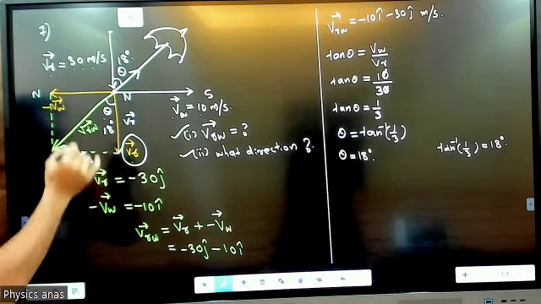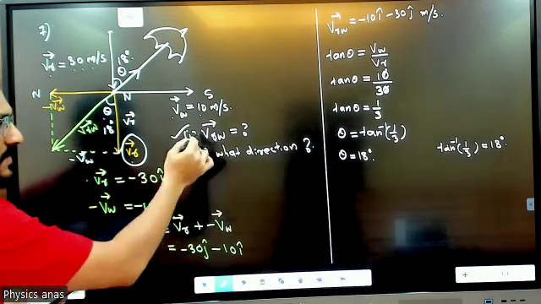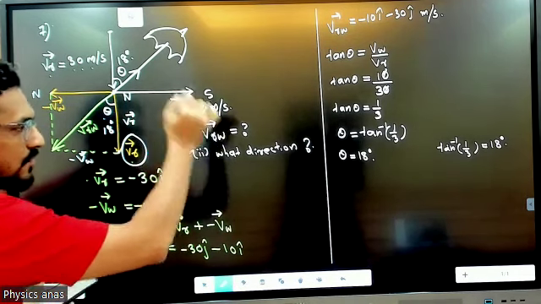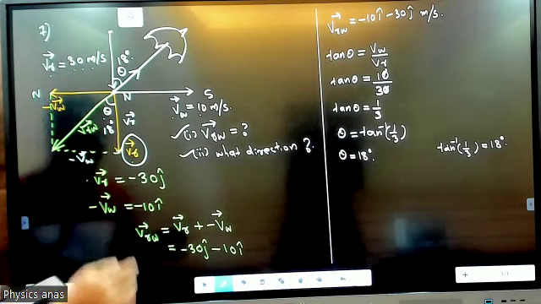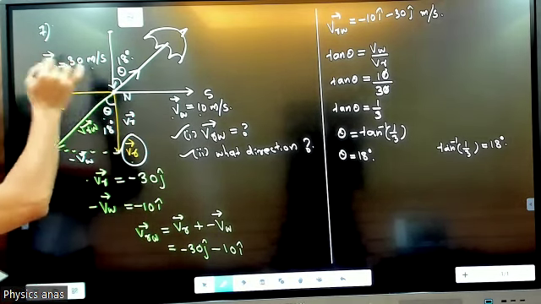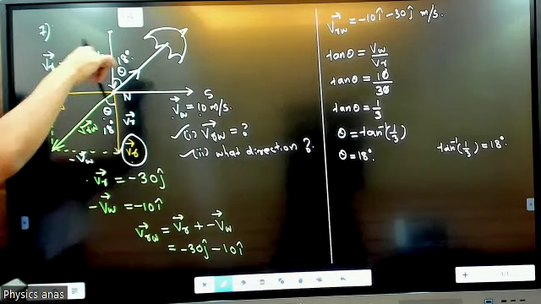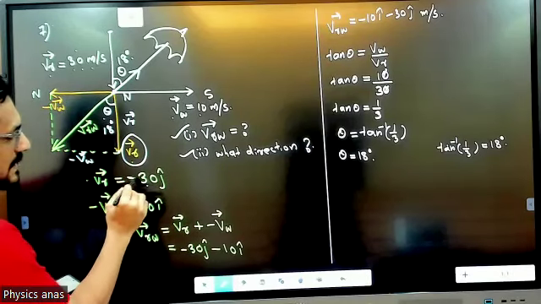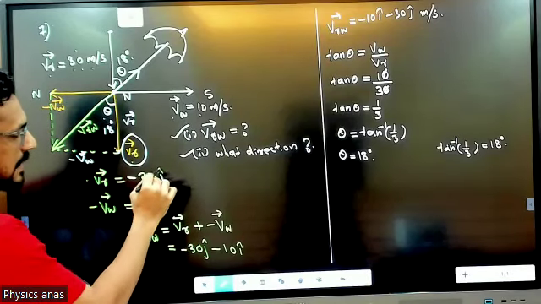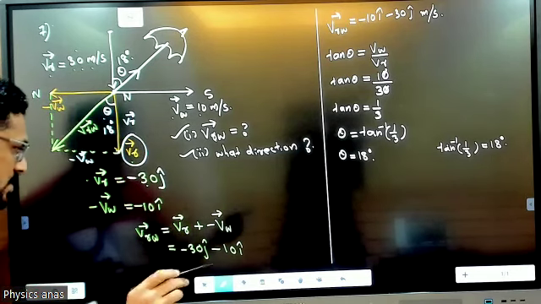That resultant will be VRW. And what is VRW? VRW is the velocity of rain with respect to woman. How can you find that? This is VR. How can you find VR? VR is given in the question as 30 meter per second downward. Downward is minus J, so you have to write that vector as minus 30J.